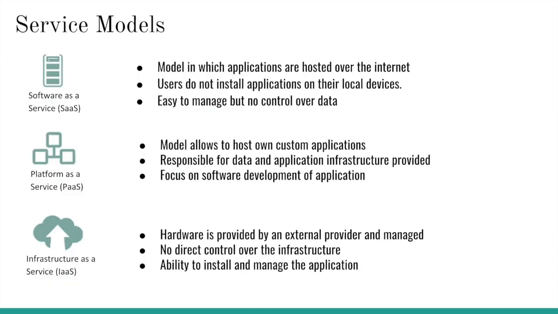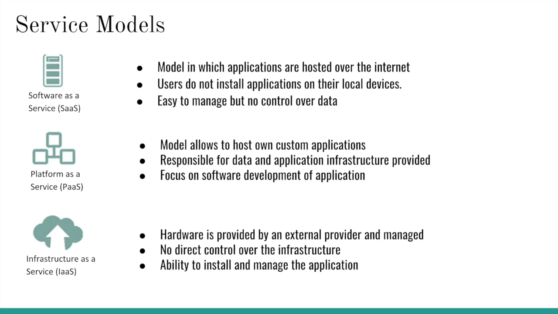There are 3 types of service models. The first one is software as a service. It removes the need for organizations to install and run applications on their own computers or in their own data centers. The customer does not need to worry about the management of applications. However, there's no control over data.